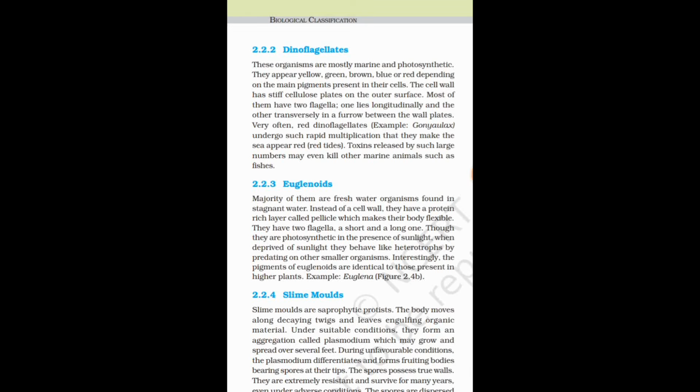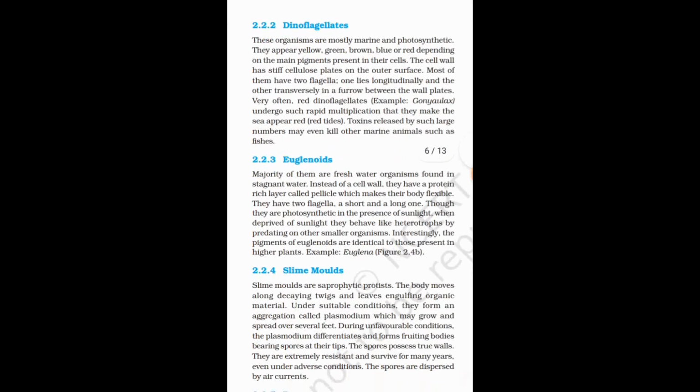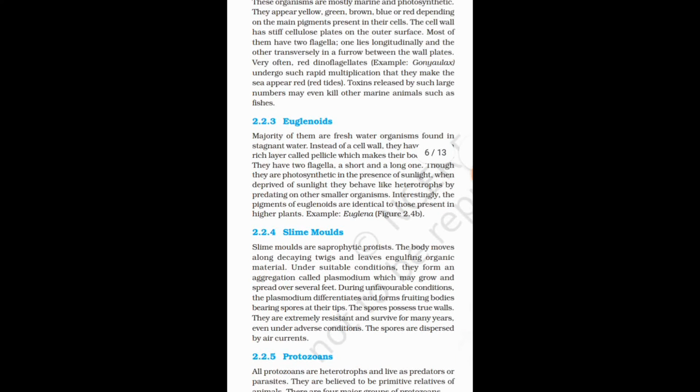Very often, red dinoflagellates, for example Gonyaulax, undergo such rapid multiplication that they make the sea appear red. Red toxins released by such large numbers may even kill other marine animals such as fishes.